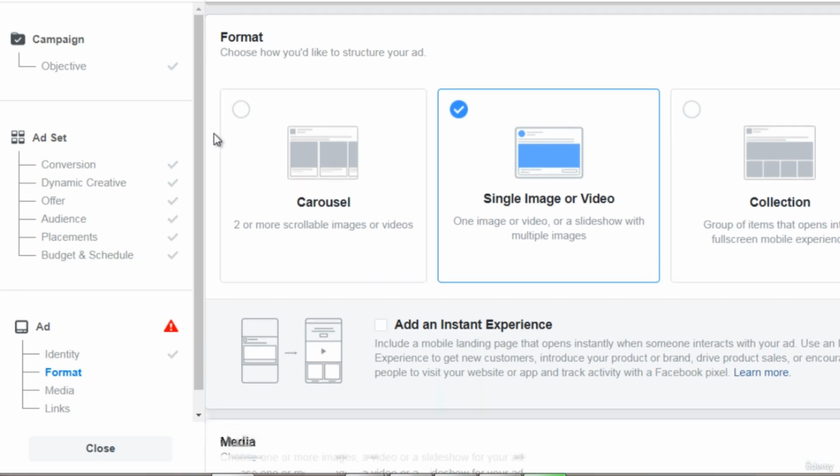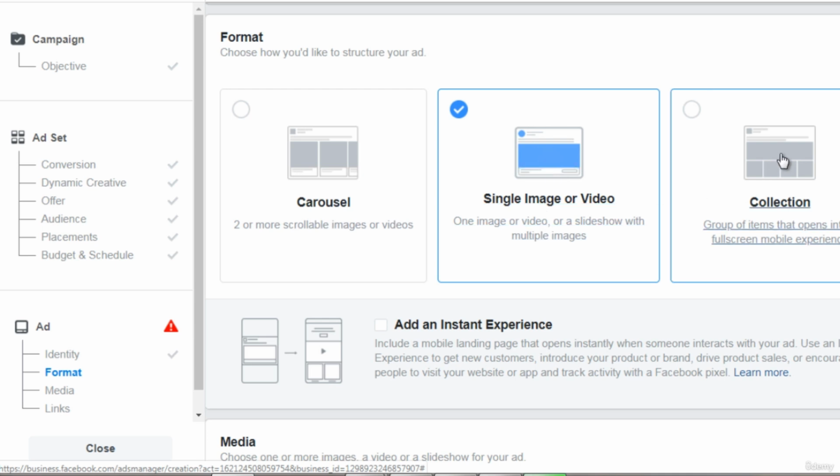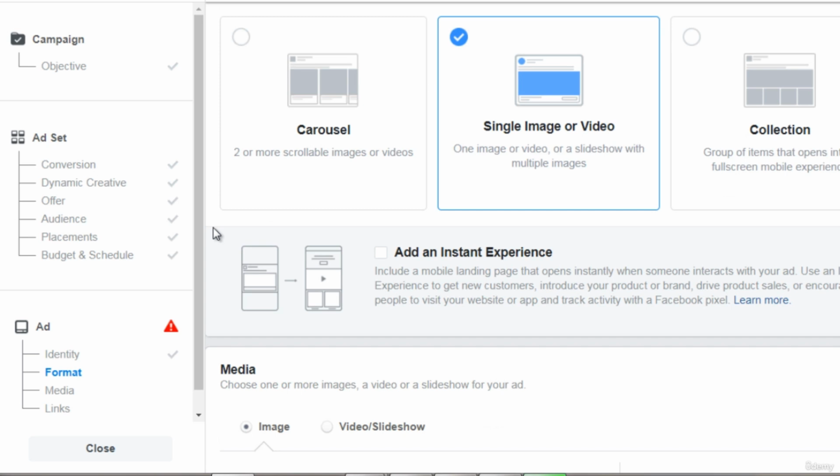The next thing is format, which is different types of ways that Facebook will show your ad. So you can show your ad via multiple images in a carousel format. You can show one image like most of you are used to, or a video, or a group of items that opens into a full screen mobile experience. And most of you are going to use this one or this one. So this one is a single image or a video. So all you have to do is select that and scroll down.